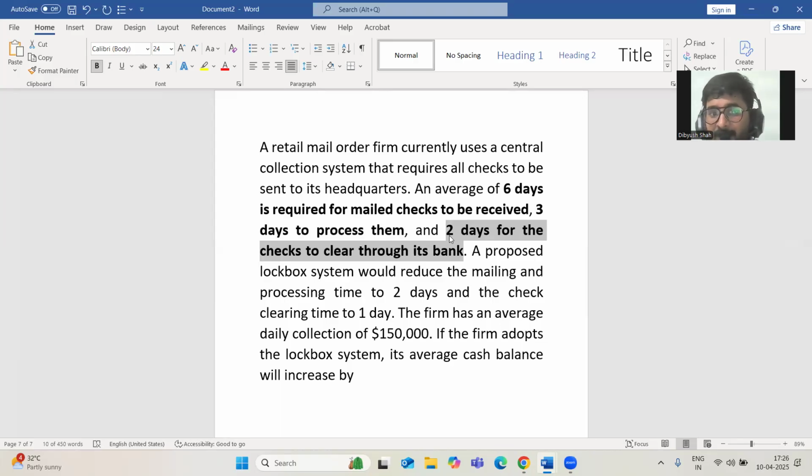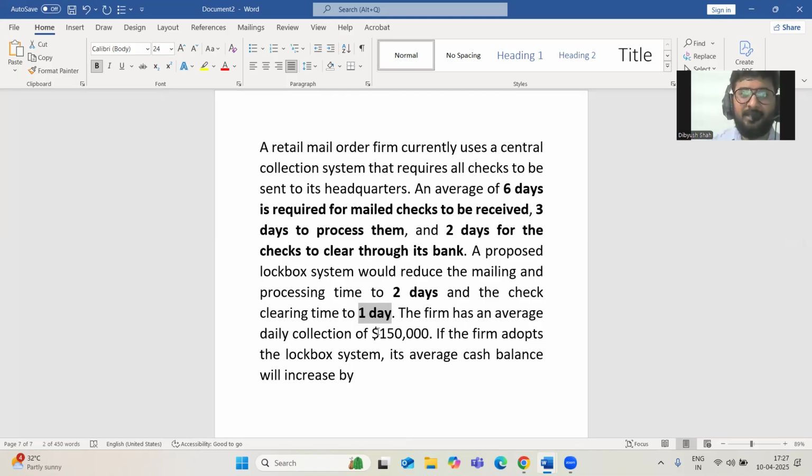Sorry, 11. A proposed lockbox system would reduce the mailing and processing time to 2 days. Now they are not telling 2 days each in the question. They are not telling that mailing will become two from six and processing will become two from three. No, it is telling mailing and processing time total, which is currently 6 plus 3, 9. It will become 2 days. So I will save 7 days, and check clearing time will become 1 day. So the work that was getting done in 11 days, now it will be done in 3 days.